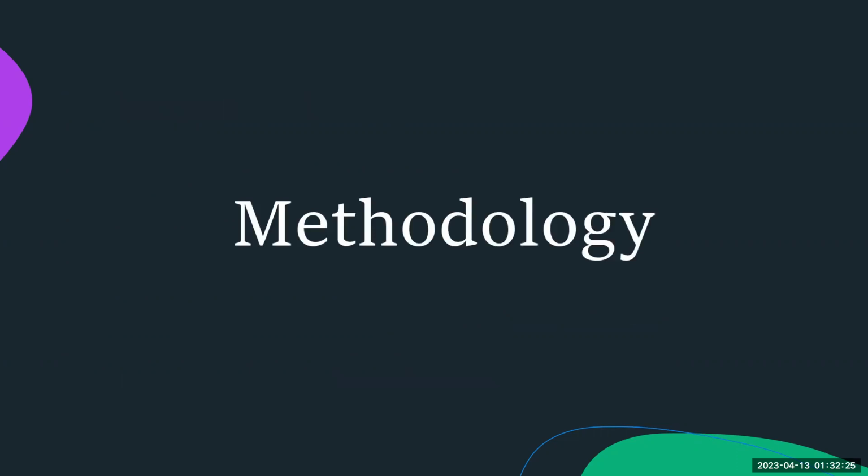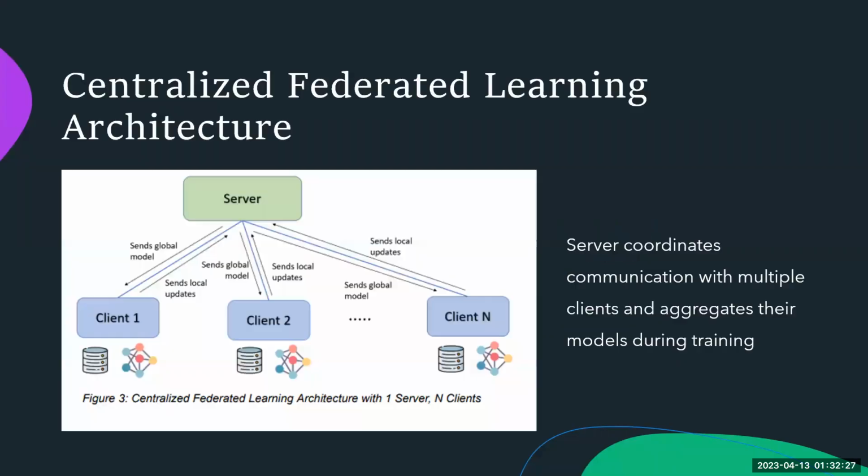Now we'll see some of the methodology components used. Firstly, FL systems can have centralized or decentralized architectures. In this project, we use a centralized architecture for our experiments with one server and n clients. The server sends a global model to the clients, who train it and send local model updates back to the server, which then aggregates this and sends back the updated model to the clients for the next round to continue.